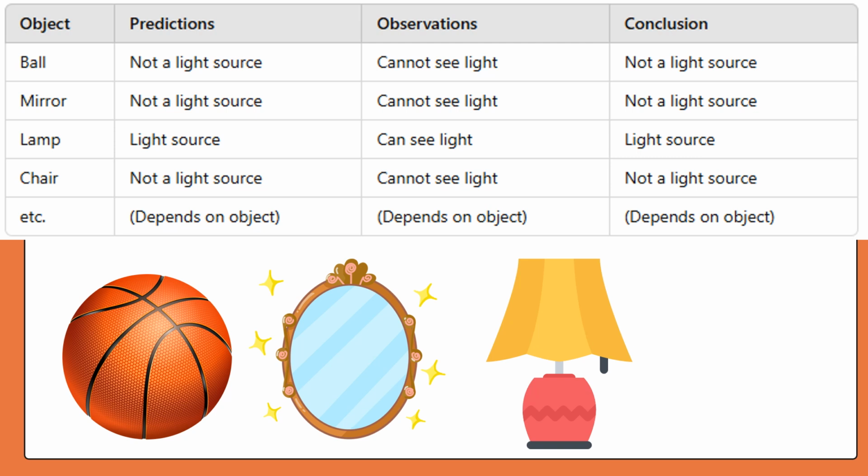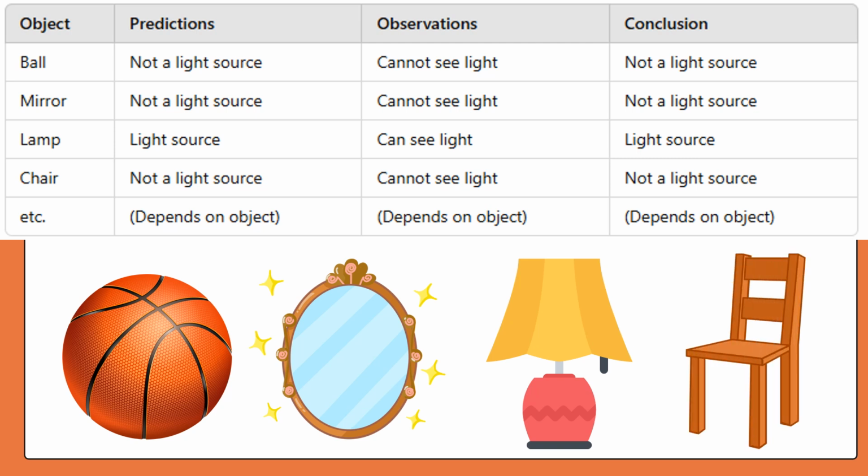Lamp. Predictions, light source. Observations, can see light. Conclusions, light source. Chair. Predictions, not a light source. Observations, cannot see light. Conclusions, not a light source.